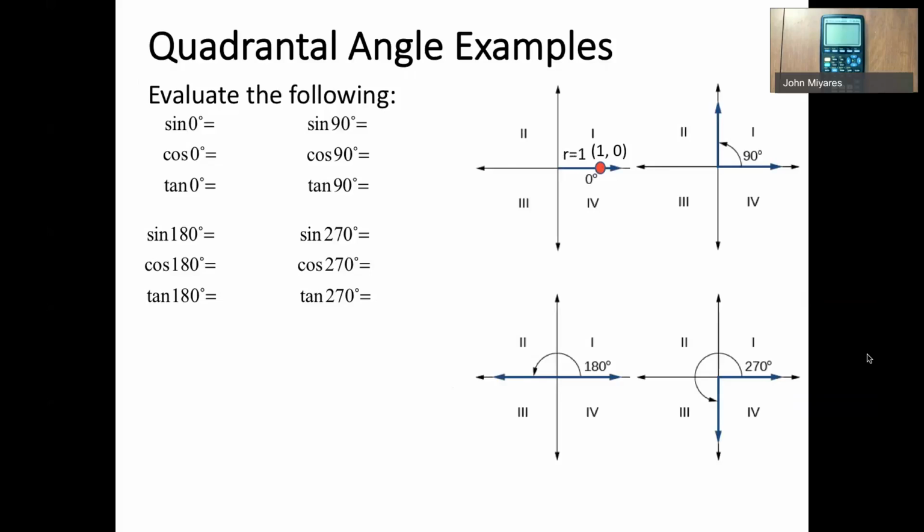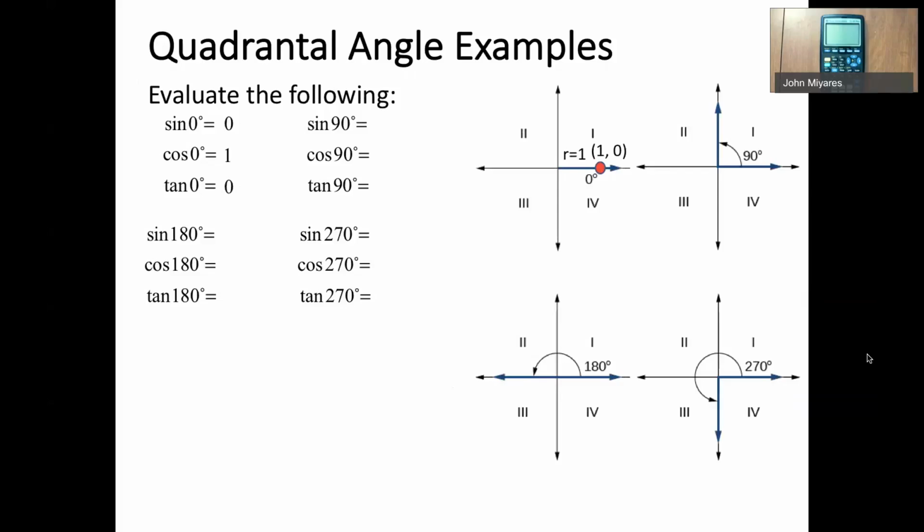The sine of 0 degrees will be y over r, which reduces to 0 over 1. The cosine of 0 degrees, x over r, becomes 1 over 1, which is 1. And the tangent of 0 degrees will be y over x, or 0 over 1, which reduces to 0.